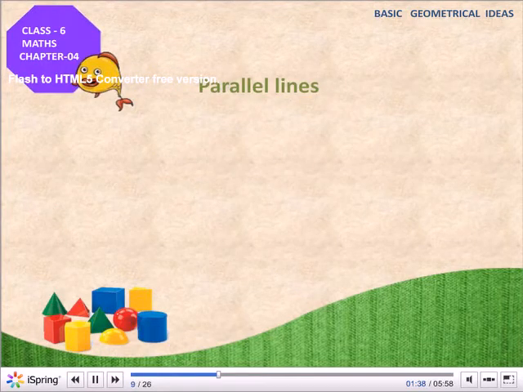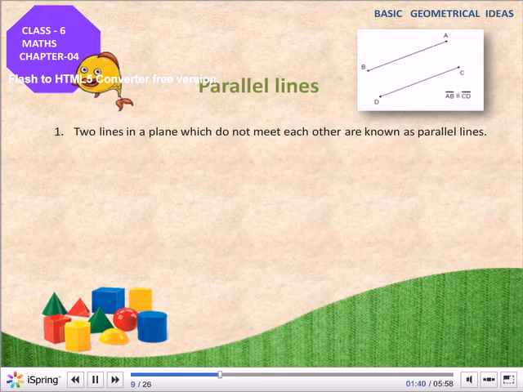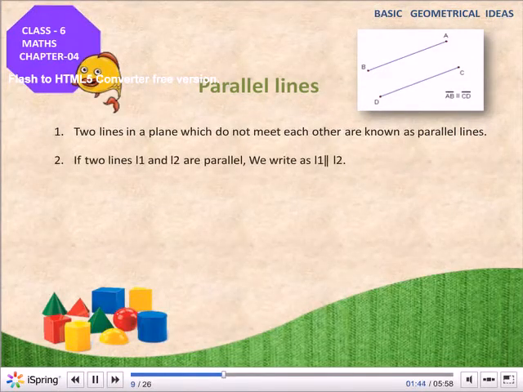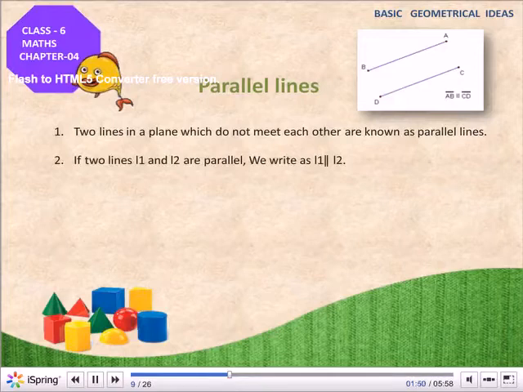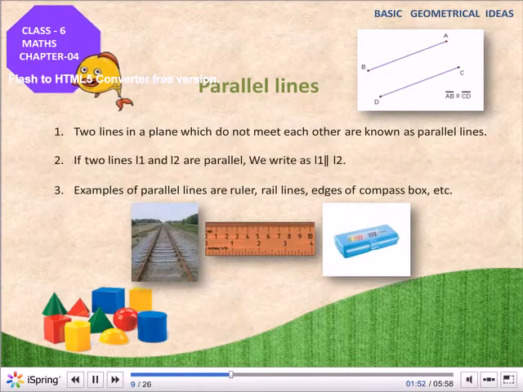Parallel lines. Two lines in a plane which do not meet each other are known as parallel lines. If two lines L1 and L2 are parallel, we write L1 is parallel to L2. Examples of parallel lines are ruler, rail lines, edges of compass box, etc.